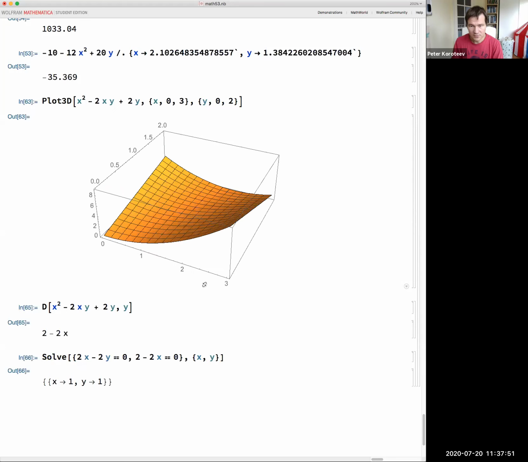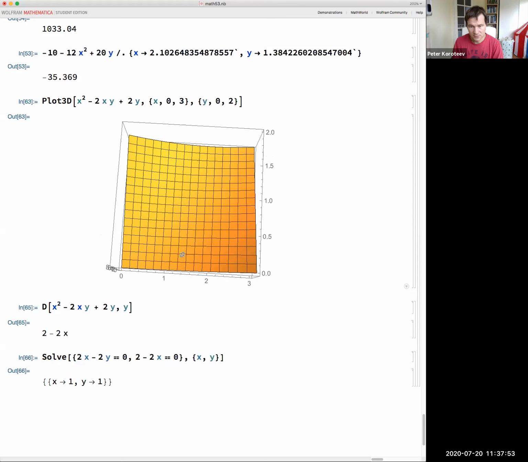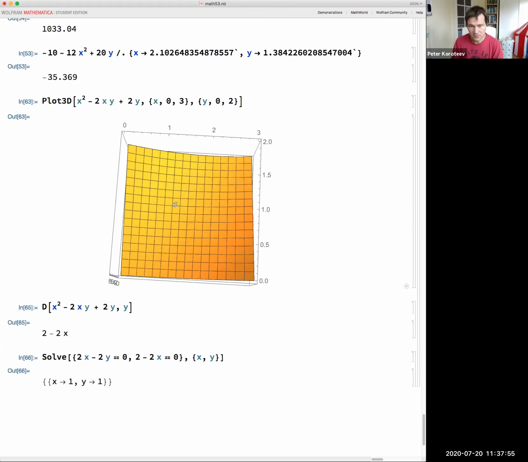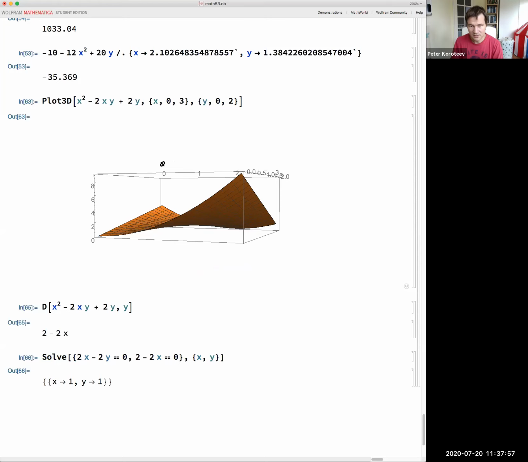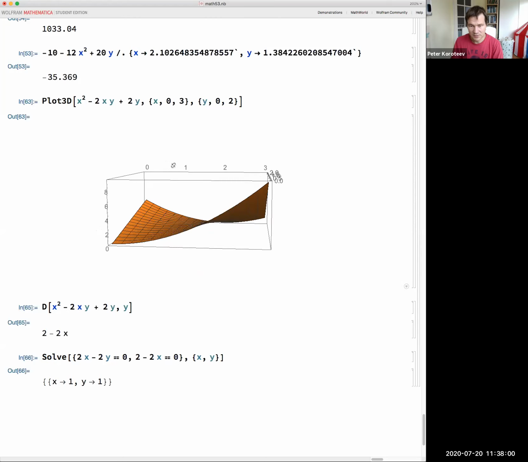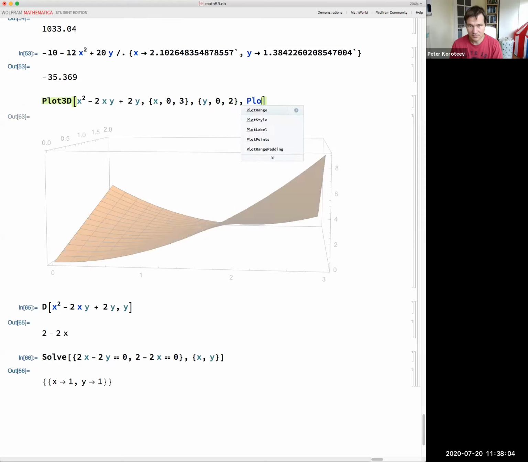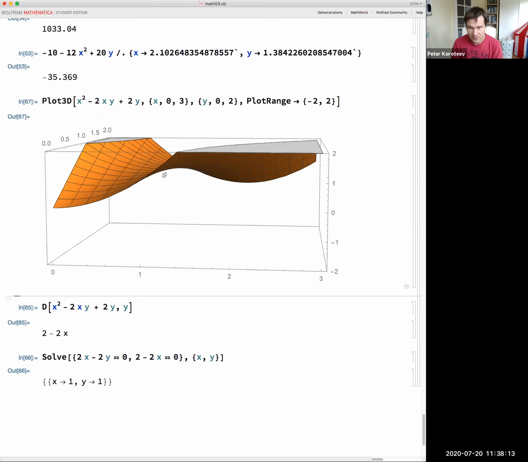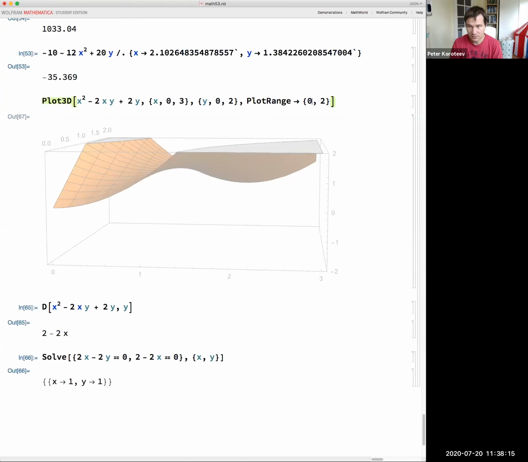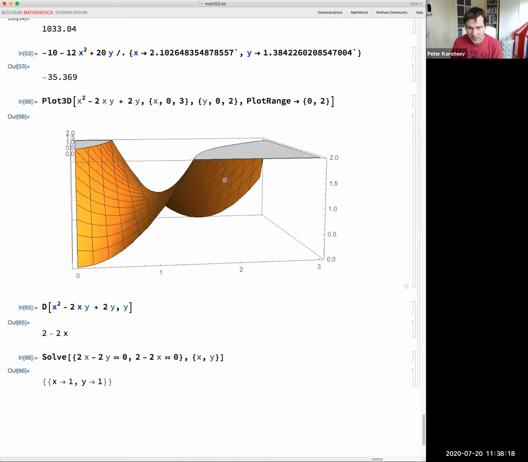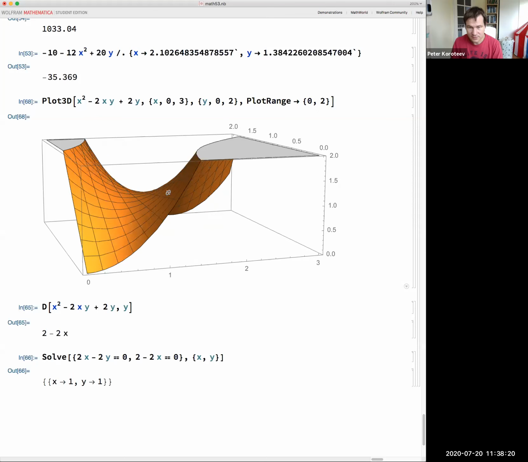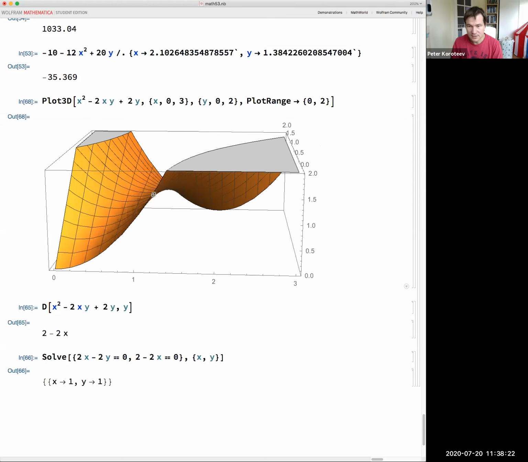Oh yeah, 1 is over there, right? So 1 is here. So that's the global max. That's probably the global maximum, right? And if you zoom in a little bit on the plot range, you can see here from 0, see that this looks like a saddle here, right? So let's check that this is a saddle.